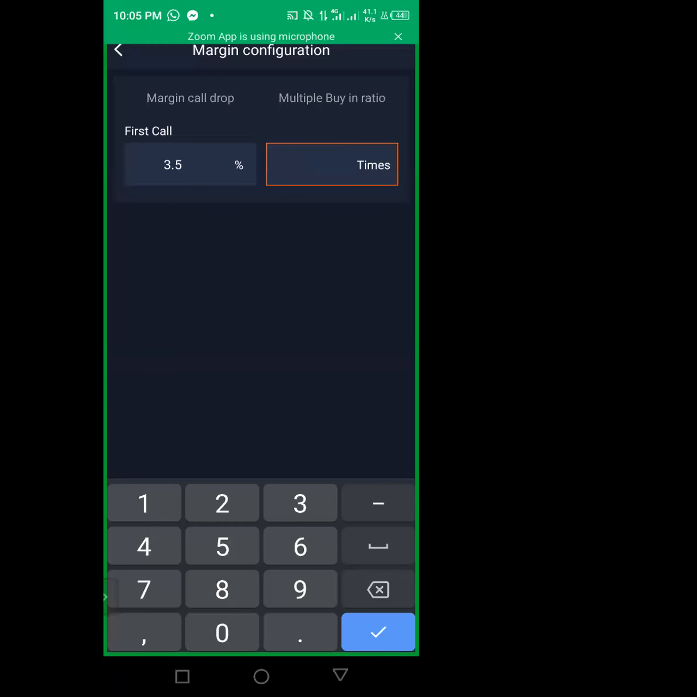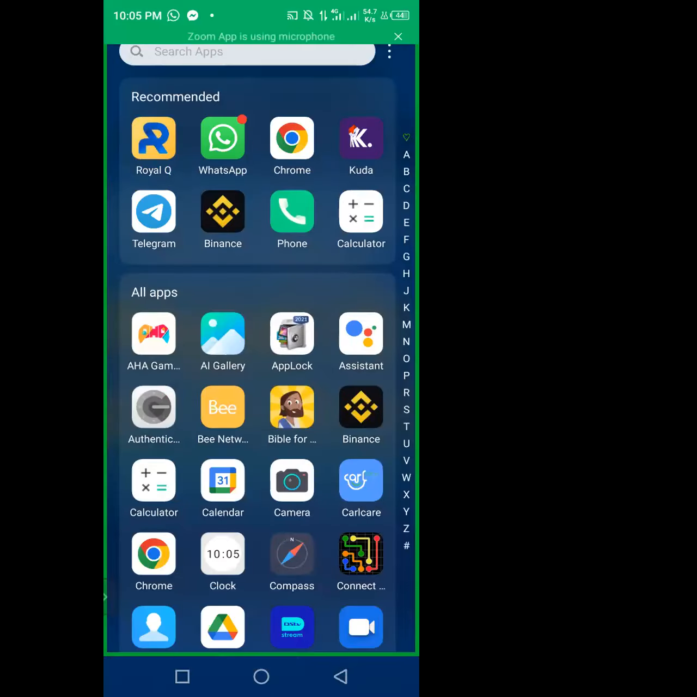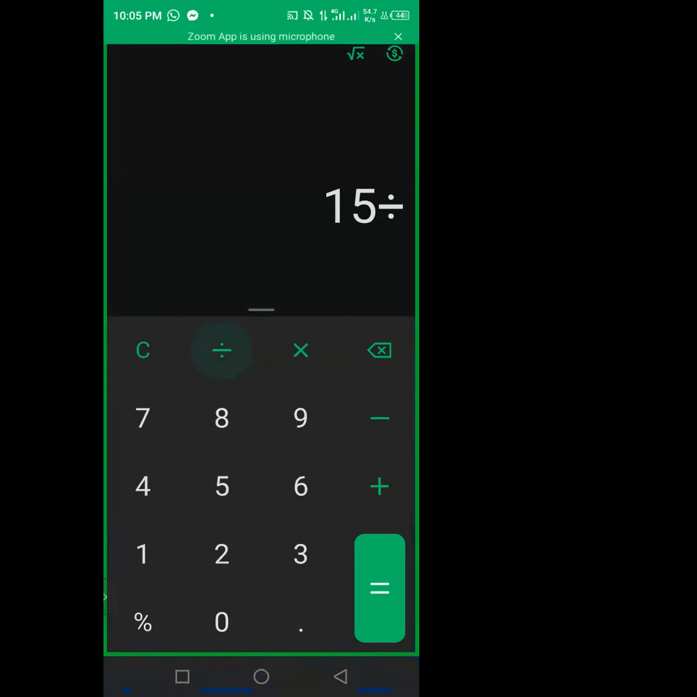It should be 0 point something, because it's not up to the 35 first buy amount. So what should it be? 15 divided by 35. Good. So it will be 15 divided by 35, which is about 0.42. Let's say 0.42.